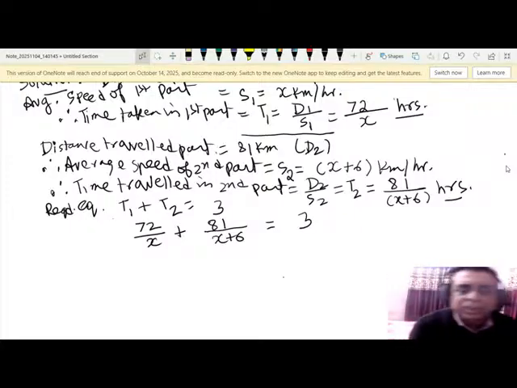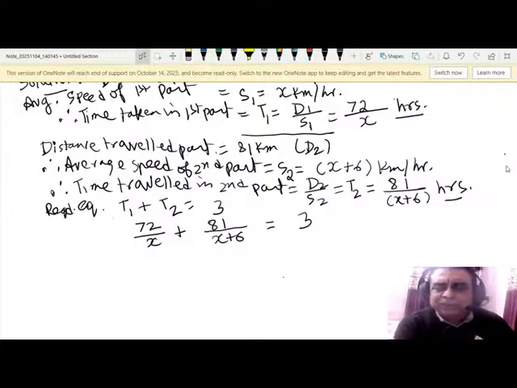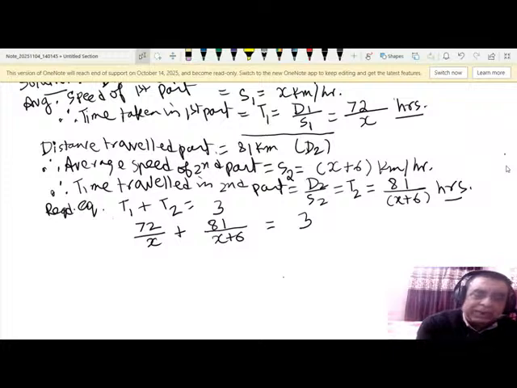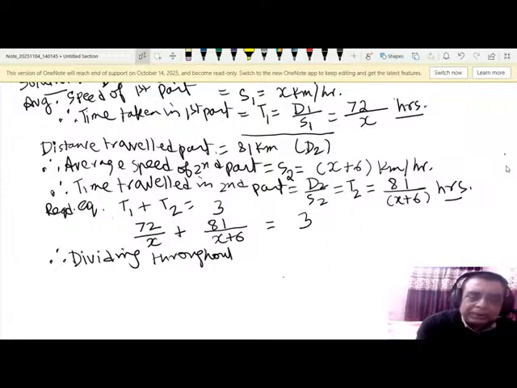Now we notice that every term on the left side and on the right side, that is 3, is divisible by 3. So you divide every term on the right as well as on the left of the equation by 3. Therefore, dividing throughout by 3, we have.